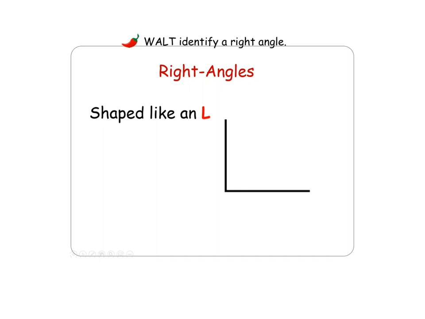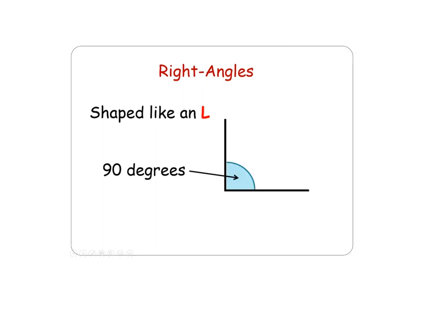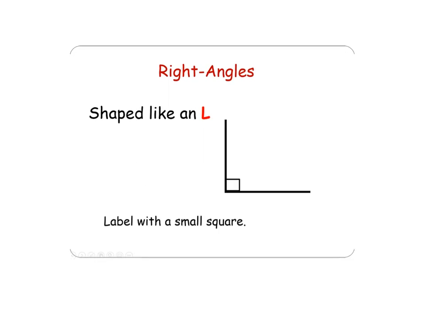So here we have a right angle. You might remember this from primary 4, and a right angle is shaped like an L. A right angle is always 90 degrees. A right angle is often labelled with a small square.